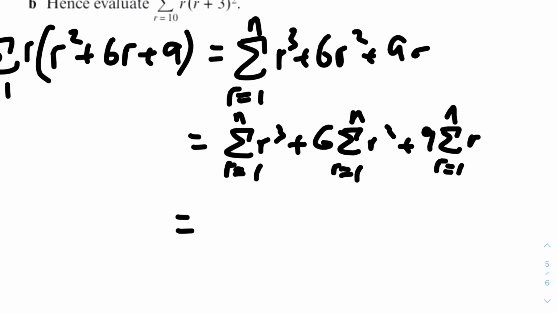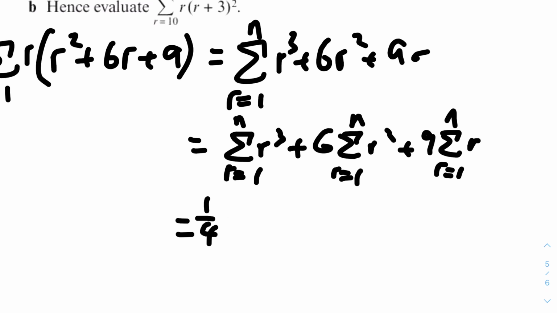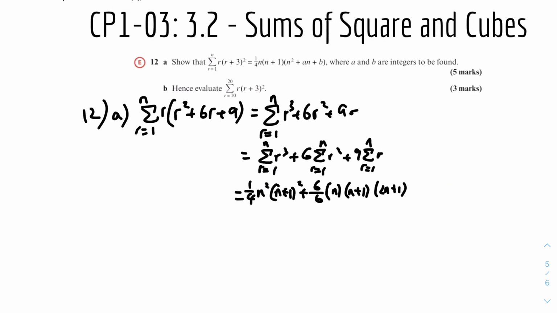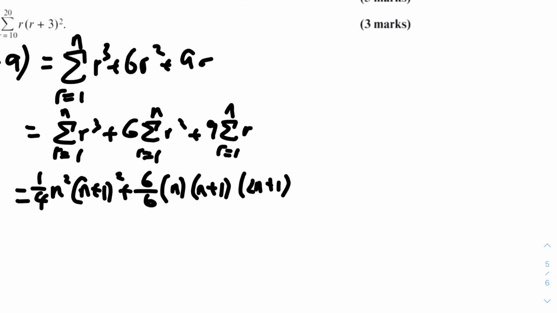And now we have to just express it in their own expressions. So the first one will be 1 over 4 n squared times n plus 1 squared, plus 6 over 6, because it's 6 times 1 over 6, n plus 1 and 2n plus 1, and I have no more space. I have some space, it's fine. So plus 9 over 2 n times n plus 1.